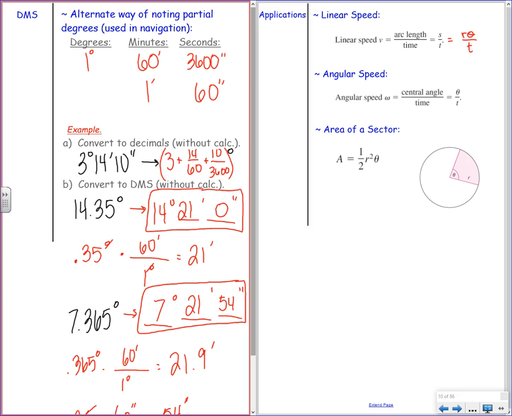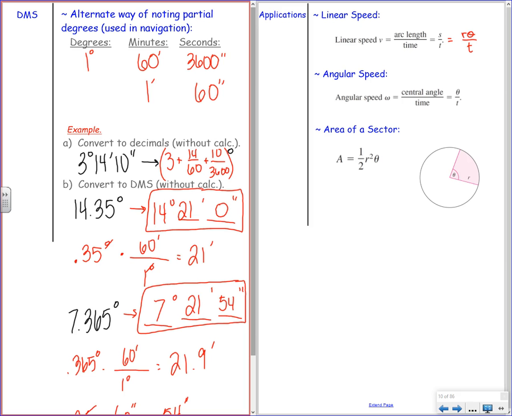But guys, what did I say up on the board? How many seconds are in 1 degree? What else could we have done? 3,600. We could have just divided by 3,600 and not had to go to minutes first. We could have skipped all the way and said, hey, 1 degree is just 3,600 seconds.